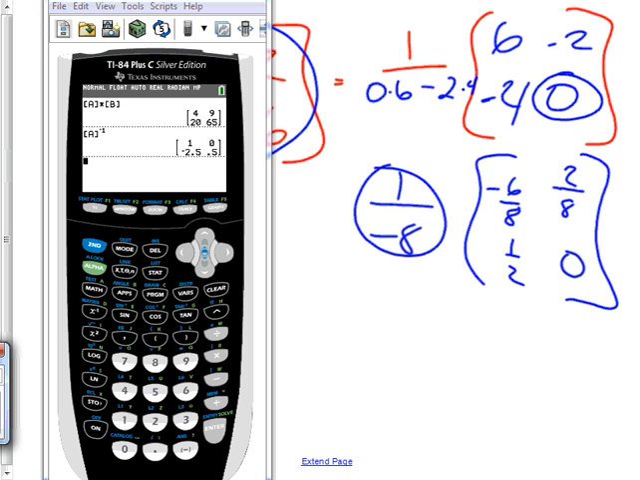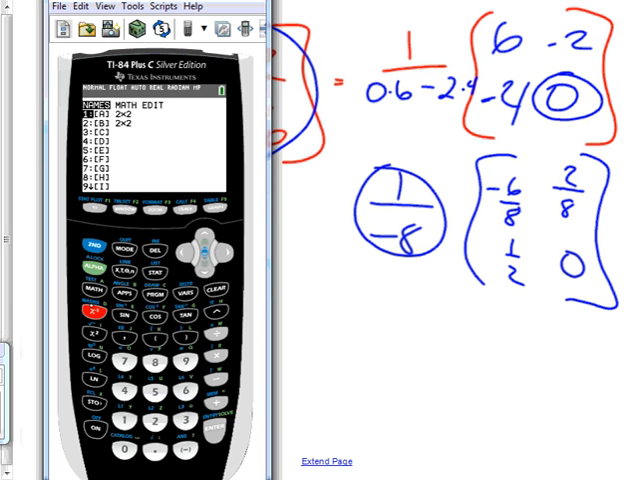Okay, so here's how I'd do it. Right above the x to the negative 1 button is matrix. And if I want to edit matrix A, don't forget to arrow over. Otherwise, all I'll do is plop an A on your screen. That doesn't help very much. I want to edit A and make it a 2x2. I already got those in there, so I'm good.